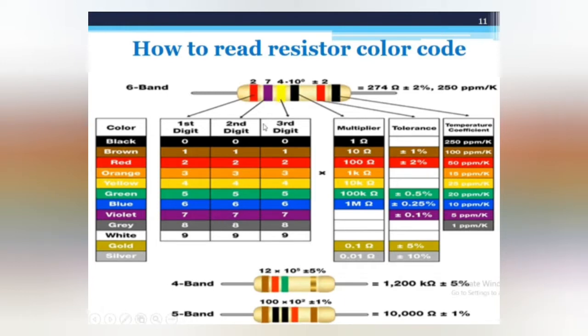Third one is yellow. So according to the third band, your value is 4. Fourth band is black. So it is a multiplier, that is multiplied by 1. Fifth one is your tolerance, so it is red, so it is plus or minus 2%. And sixth one is the temperature coefficient, so it is black, that is 250 ppm per Kelvin, right? So your resistance value for this type of color code is 274 ohm plus or minus 2%, 250 ppm per Kelvin, right? In this way, you can read the resistor color code.